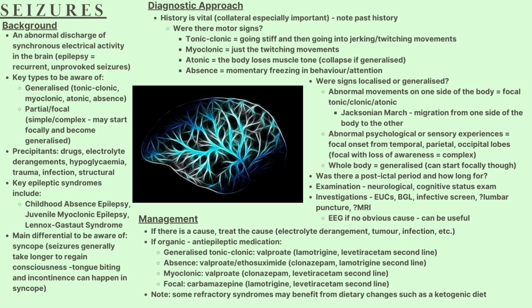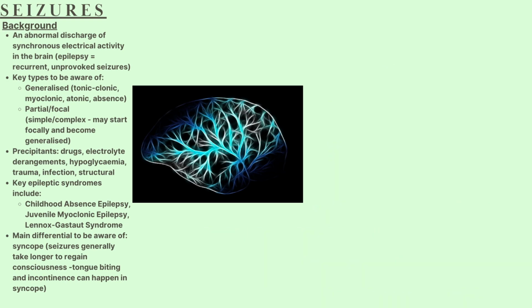This video is on seizures. So what is a seizure? A seizure is an abnormal discharge of synchronous electrical activity in the brain. And epilepsy is defined as a syndrome of recurrent, unprovoked seizures.